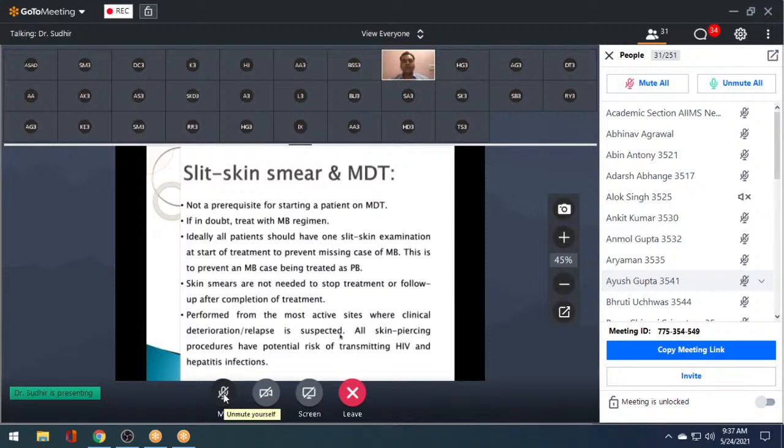All skin piercing procedures have potential risk of transmitting HIV and hepatitis infections. So that's why it is to be implemented. The slit skin smear examination is to be implemented only in these indicated cases.